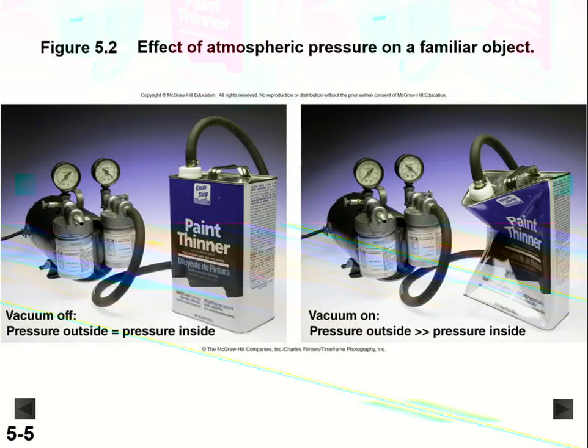Here's a simple illustration of the effect of atmospheric pressure. You have an empty canister, the paint thinner can, and if you seal that up and then use a vacuum pump to suck all the air out from the inside, there's no counterbalancing force, and while the metal itself has some structural integrity, the atmospheric pressure is enough to collapse the canister. So it's enough to break down the structural integrity of the metal.